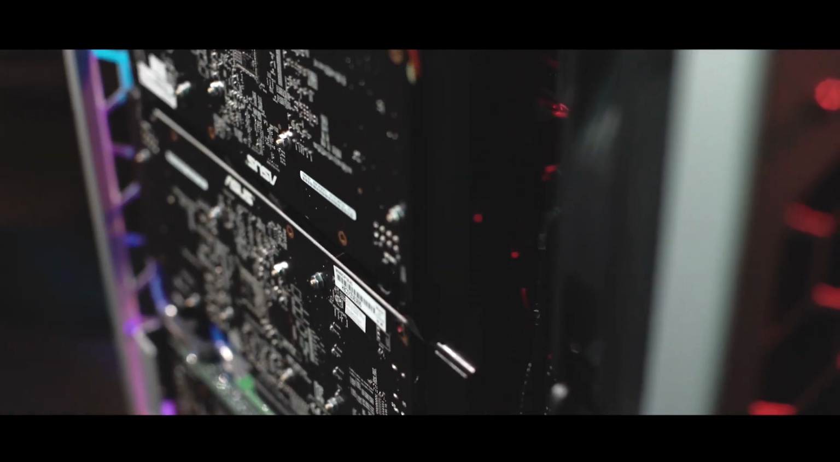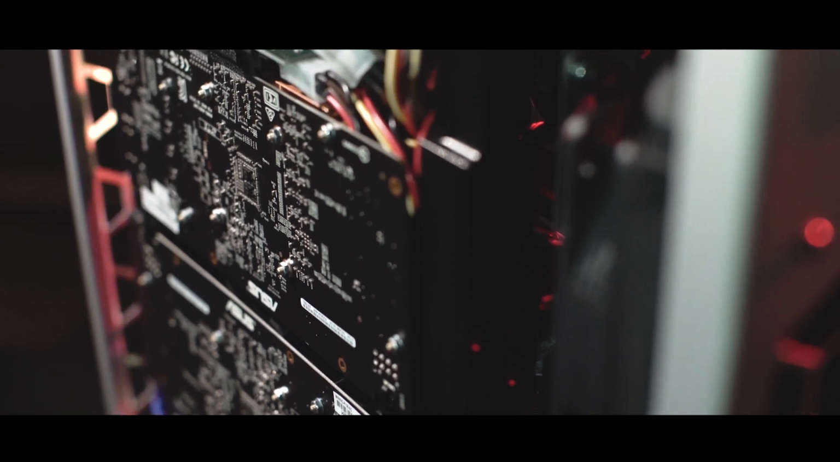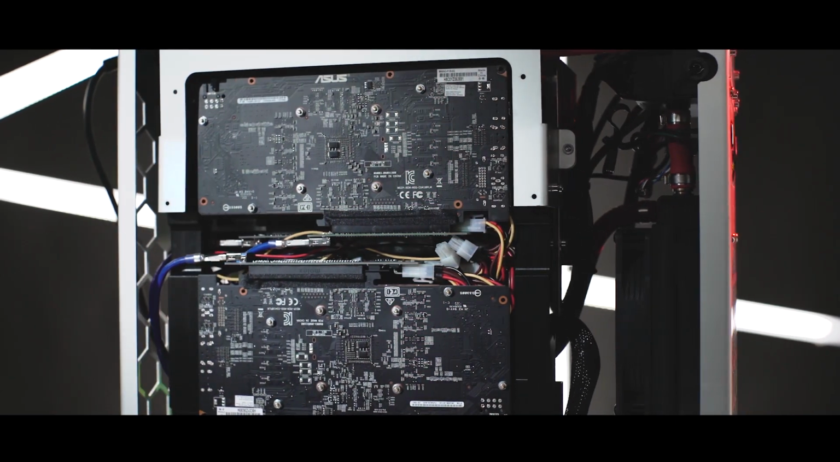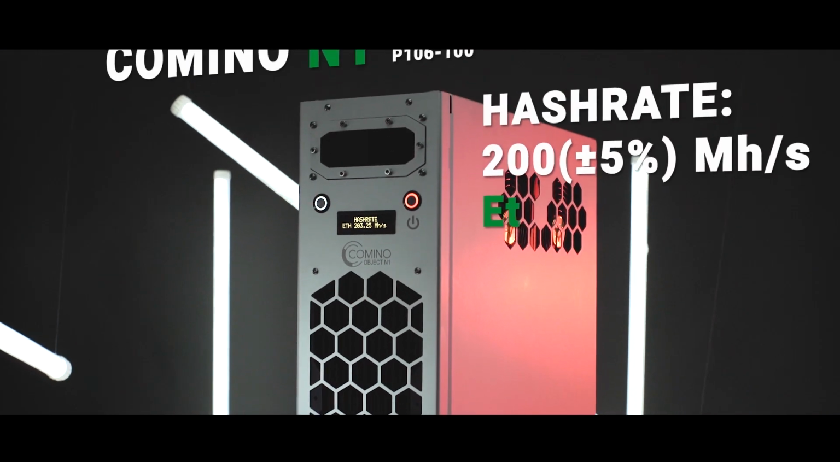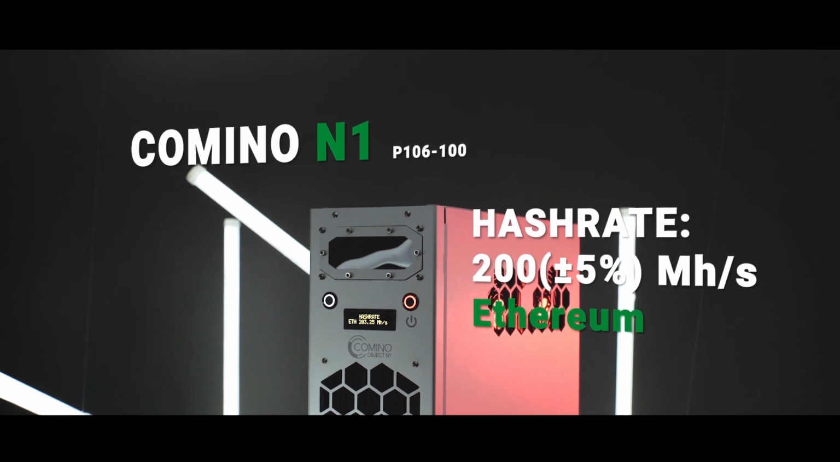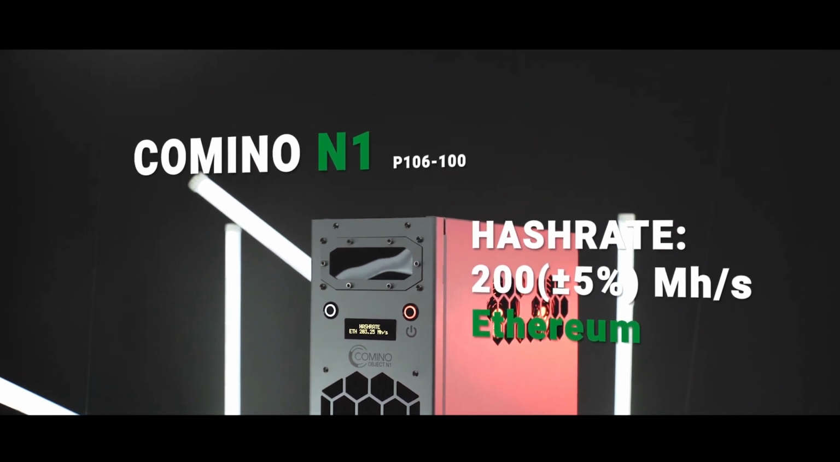Comino is equipped with NVIDIA P106 video cards. The cards operate 20 to 25% faster due to the high-quality cooling, with a hash rate in Ethereum as high as 200 megahash per second, plus or minus 5%, depending on your components.